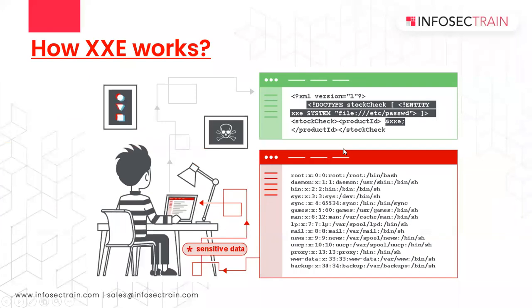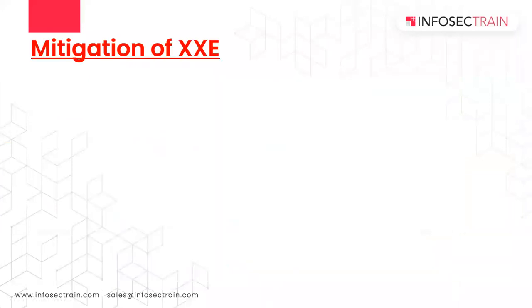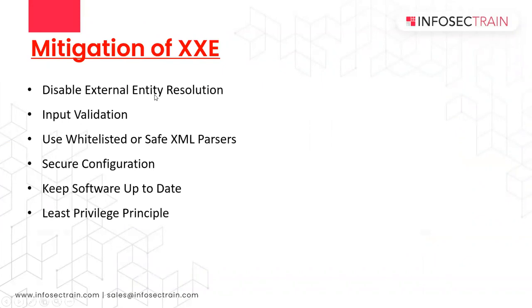Now, when we are talking about the mitigation of XXE, you can disable entity resolution, right? You can do input validation and use a whitelisted or safe XML parser, which will not support every feature. We can use secure configuration. Then you should keep the software up to date, and there should be a principle of least privilege, right? So you should get only those privileges which are required to complete your job role, nothing apart from that.